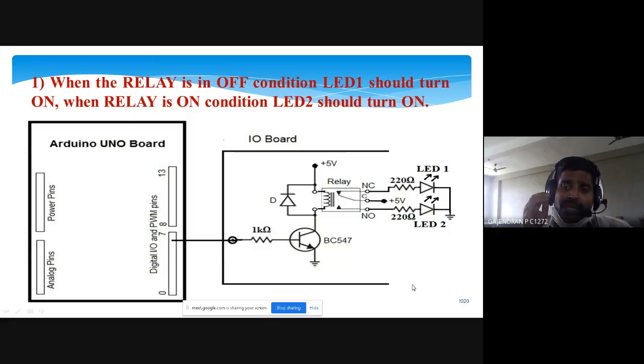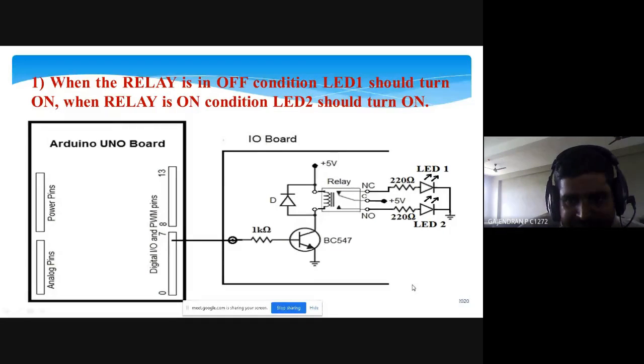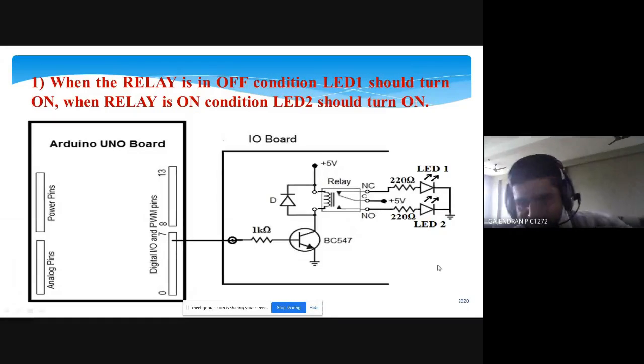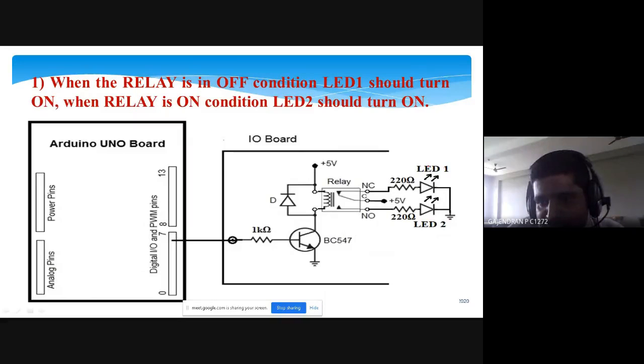Once you turn on the relay, if you want to make the relay turn on, we will pass logic 1 in this pin. If you send logic 1, relay will get turn on. If you send logic 0, relay will get turn off. Now, can anyone unmute and answer? If my relay is in off condition, which LED will glow? Here we have interfaced two LEDs, LED 1 and LED 2. Can anyone unmute yourself and answer?